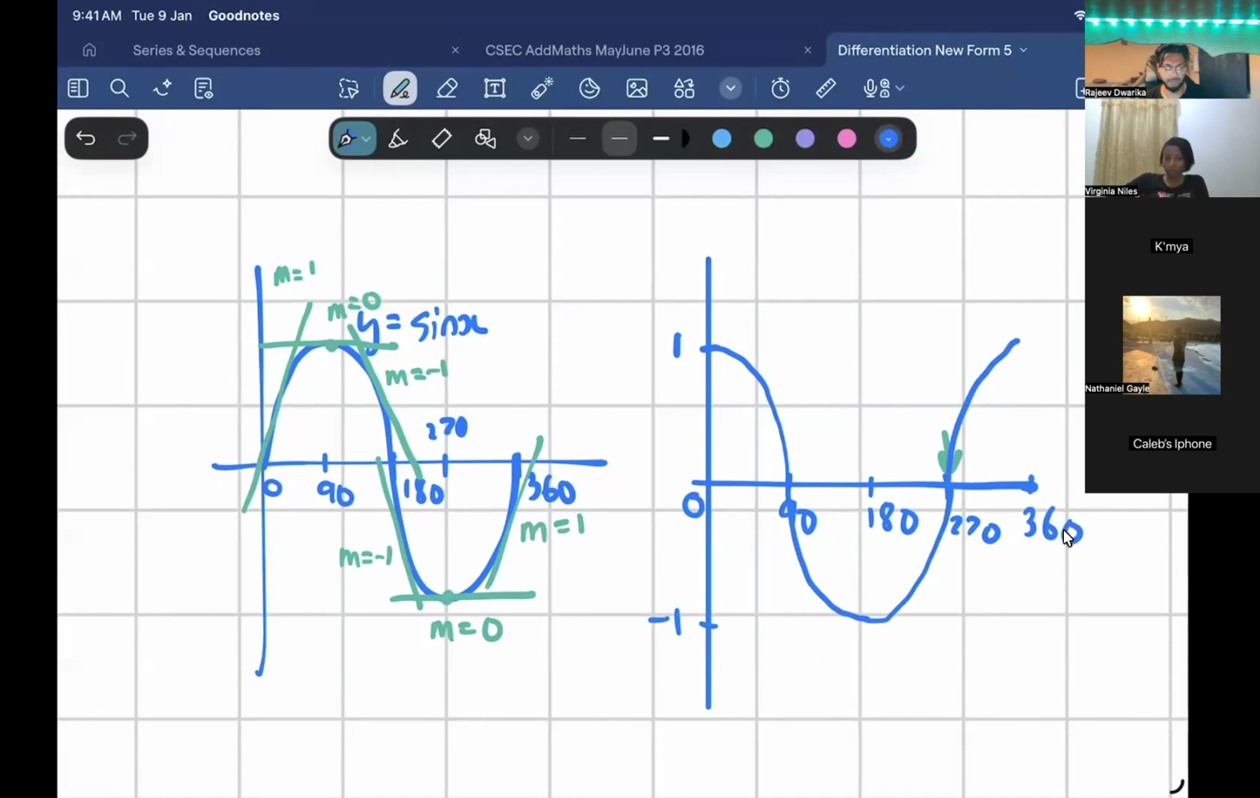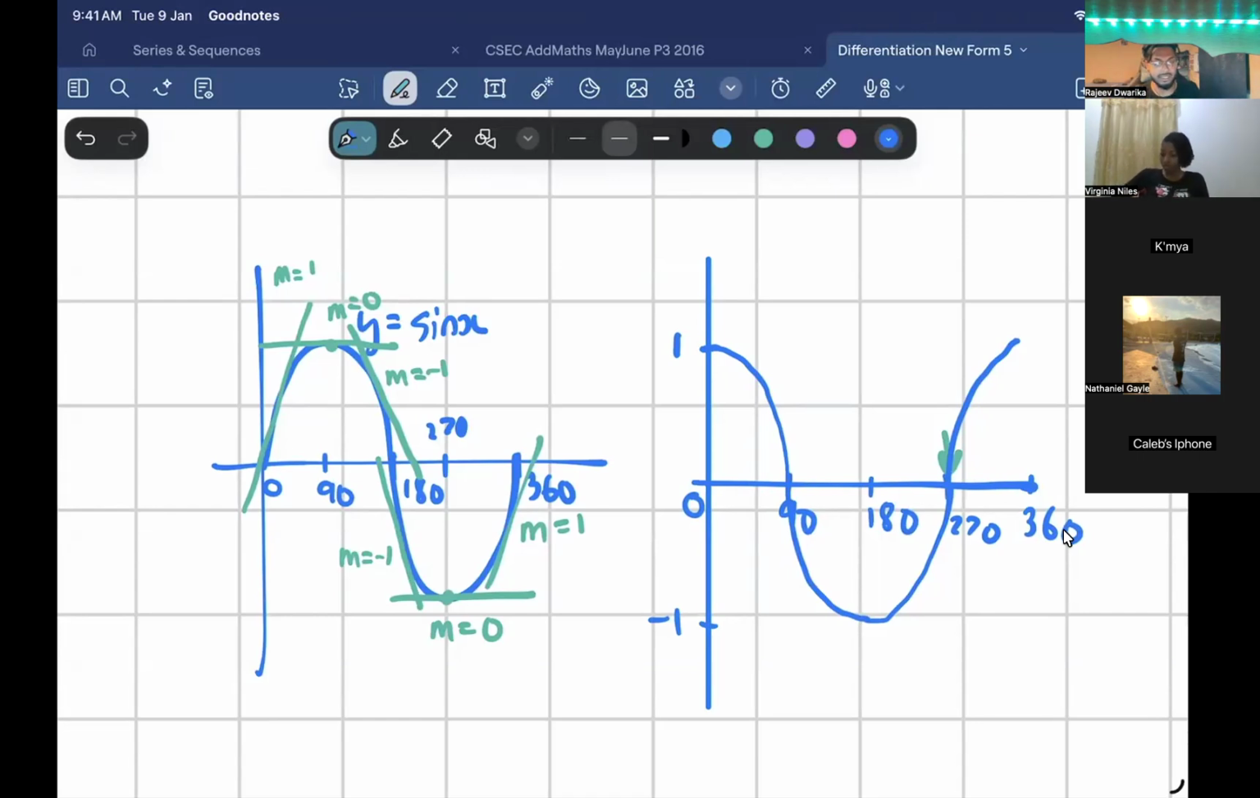What graph is that, guys? Would that be the cosine? Yes, and that is why dy dx for sine is cosine, because it's just the graph of the gradient function. That's all. When you differentiate, you're just finding the gradients at every single point.